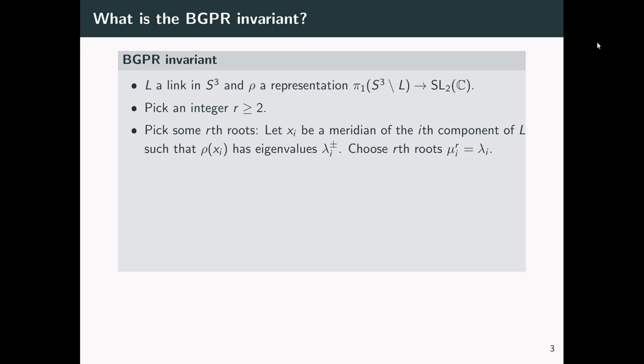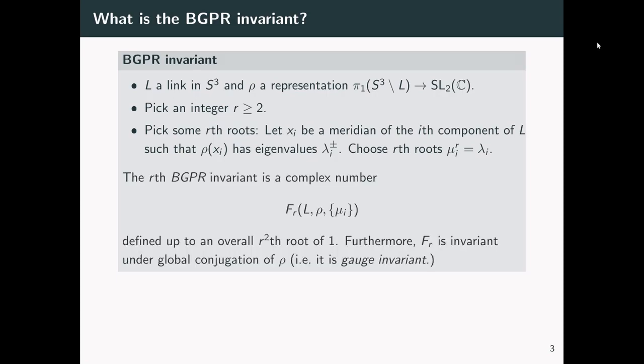All right, so again, we have our link, we pick an integer and pick rth roots of our eigenvalues, and from that you can construct something called the rth BGPR invariant. It's a complex number I'm going to denote F_r(L, rho, mu_i), because we need the data: the link, the representation, and the roots. And it's only defined up to an r-squared root of 1.